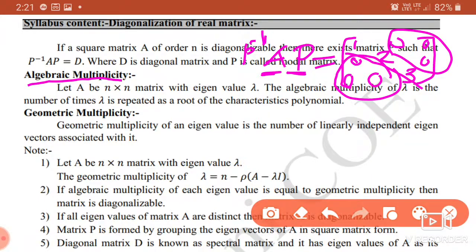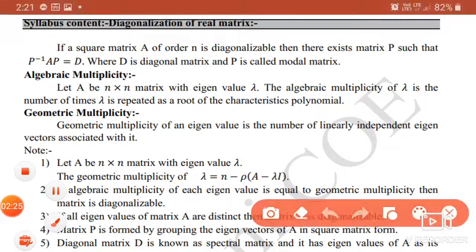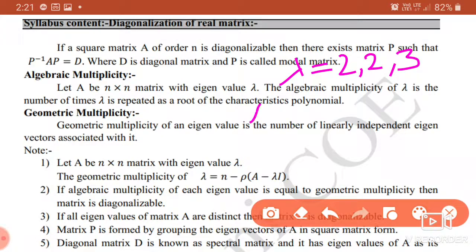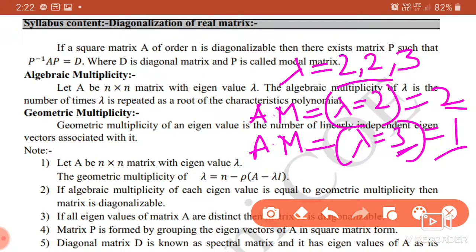So what is algebraic multiplicity? Let A be an n cross n matrix with eigenvalue lambda. The algebraic multiplicity of lambda is the number of times lambda is repeated as a root of the characteristic polynomial. For example, if we have lambda equal to 2, 2 and 3, what is the algebraic multiplicity for lambda equal to 2? It is 2, and the algebraic multiplicity for lambda equal to 3 is 1. It means how many times that eigenvalue is repeated gives us the algebraic multiplicity. So 2 is repeated 2 times, so the algebraic multiplicity is 2, and 3 is repeated only 1 time, so the algebraic multiplicity is 1.